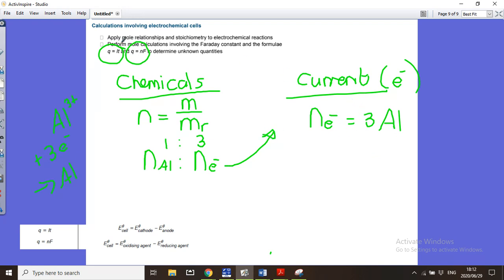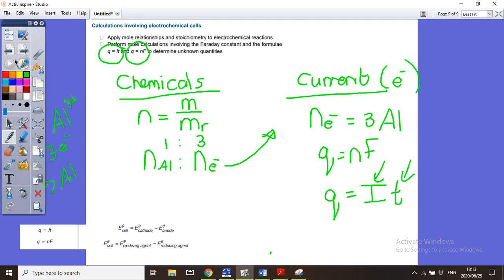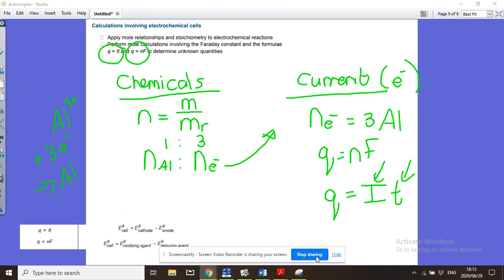Once I have my moles of electrons, I can use these 2 equations, because these 2 equations only count for electrons. So now I can say Q is equal to nF, from your information sheet. This gives me the charge. And once I have the charge, I can use Q equals IT, and I can either work out the current if that's what they ask me, or I can work out the time. And that's it. Now all that's left for you is to go and practice these questions, looking at the past paper questions.